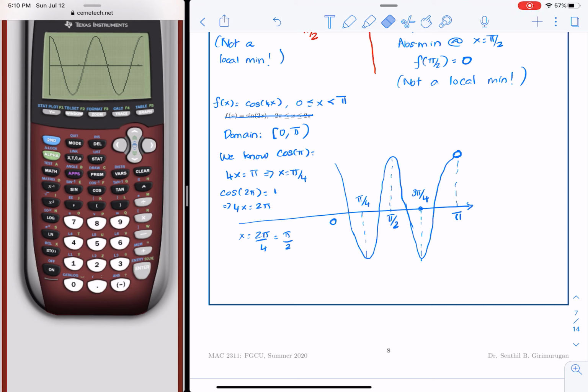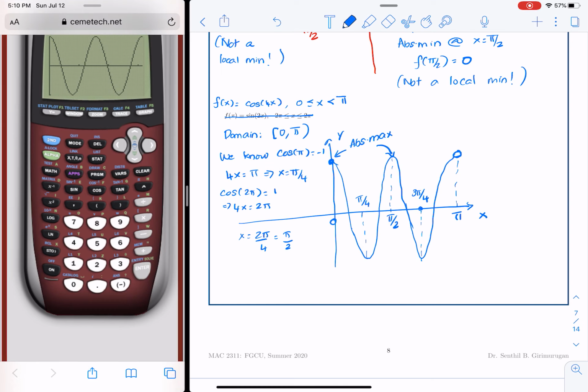So I have -1 there. So what are the maximums? So 0 is included. So absolute maximum. Absolute maximum. That is not an absolute maximum. You can't include that because that's an open point. Absolute minimum. Absolute minimum. Could those be local minimums?